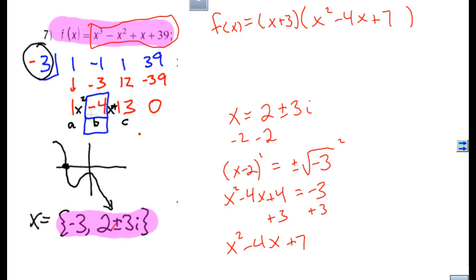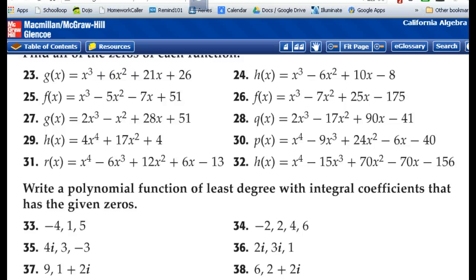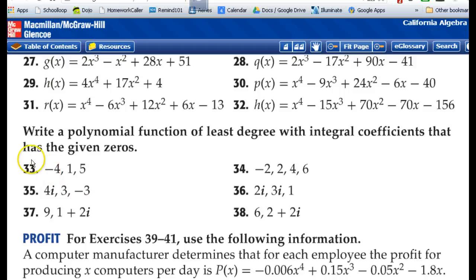Alright, so let's see how much time we got. Okay, last thing we're going to do. That's going to be the first part of your homework. It looks something like this. So that's what these problems are all about. Here are the directions that go along with them. It's got some fancy language in here, least degree with integral coefficients and stuff. It's basically just working backwards. Okay. So that's what those are.